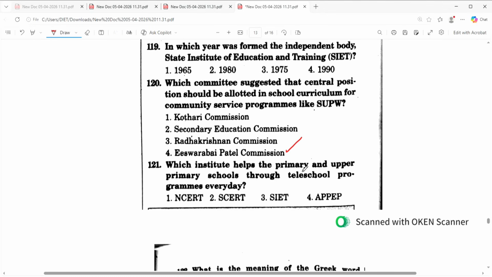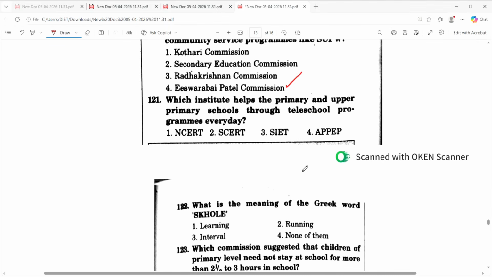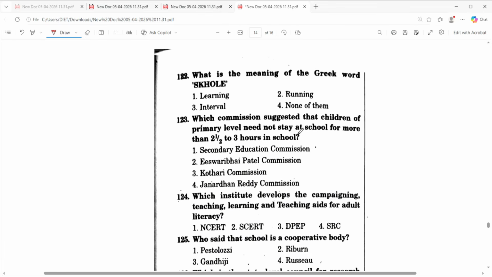Which institute helps the primary and upper primary school through teleschool programs every day? 121 is SIET. What is the meaning of the Greek word skole? Right? 122, it is nothing but interval. Which commission suggests that children of primary level need to stay at school for more than 2.5 hours? Right? It's nothing but 123, Ishwarbhai Patel Commission.